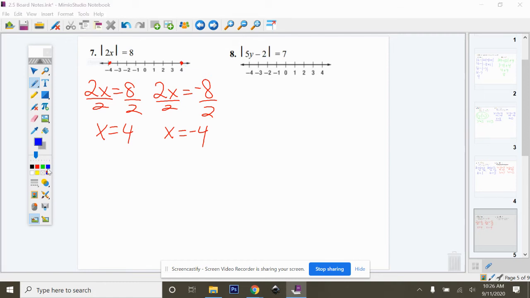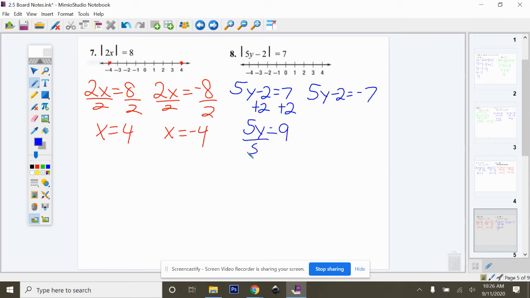For number 8, rewrite it. It's 2 equations. Change the sign on the answer. Now this one's a 2-step one. I have 5 times y, and I have a minus 2. We're going to get rid of the minus 2 first. Remember, that was our correct order to do things. So since this is a minus 2, I'm going to plus 2 on both sides. That gives me 5y equals 9. Divide by the 5. That gives me y equals 9/5.